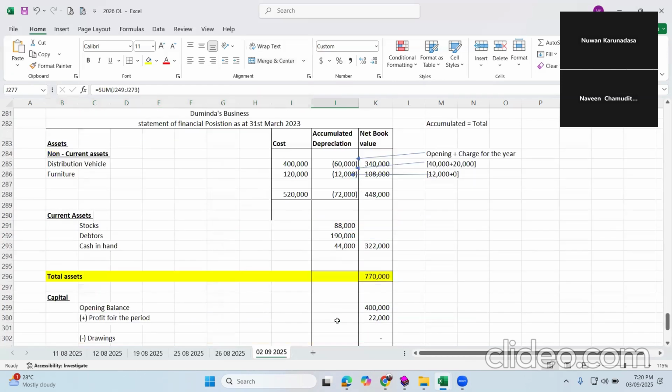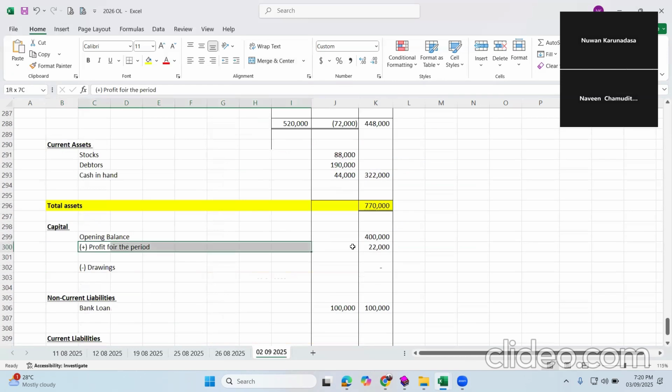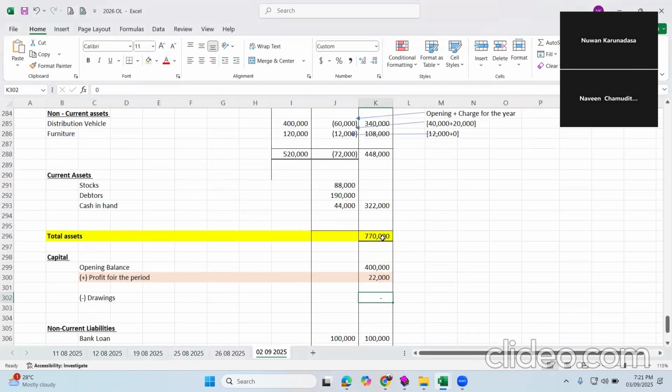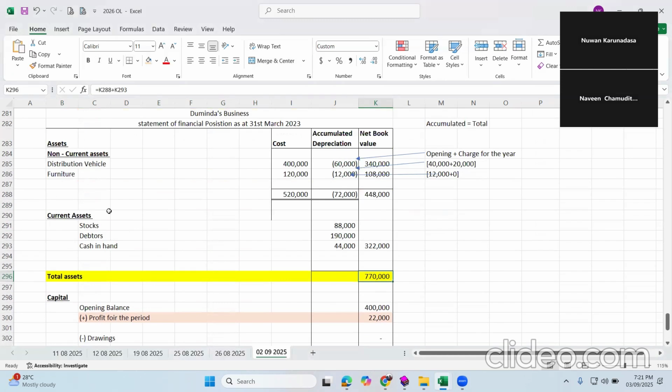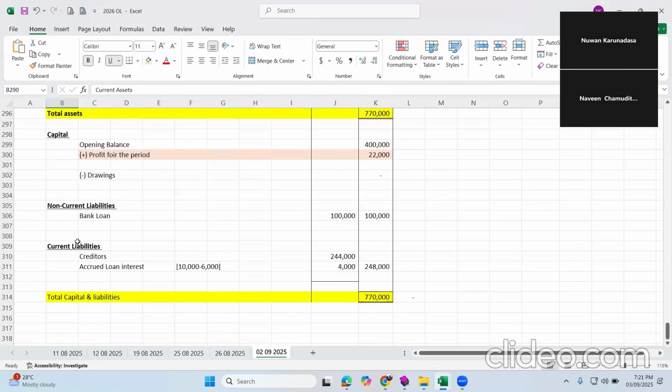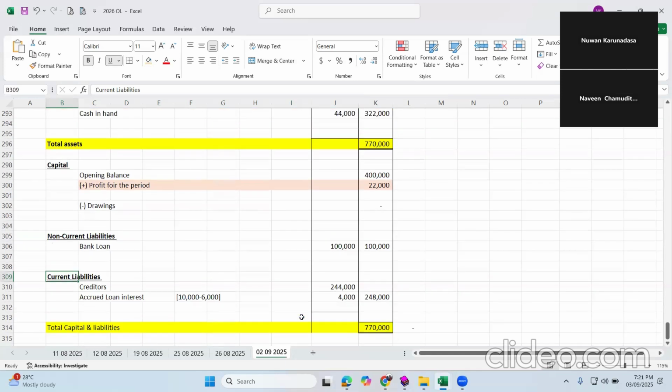Then that net profit will be added to the capital of the owner. Because it's a proprietorship, if any drawings are given, you must deduct them here. Here the formula is assets equal capital plus liabilities. Assets we have classified into two groups: non-current assets, basically the fixed assets, and current assets. Then the liability we have also classified into two groups: non-current liability and current liability. So we have done it.